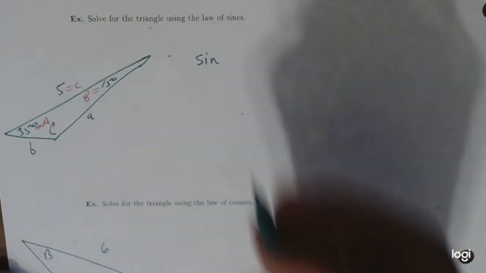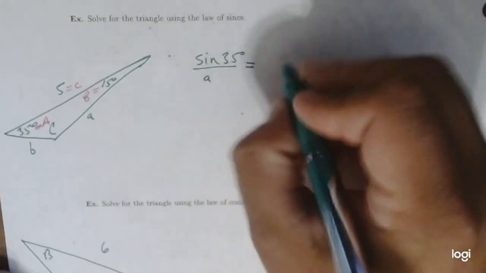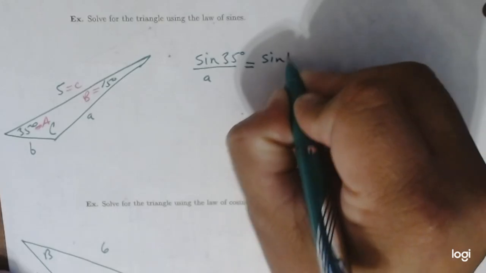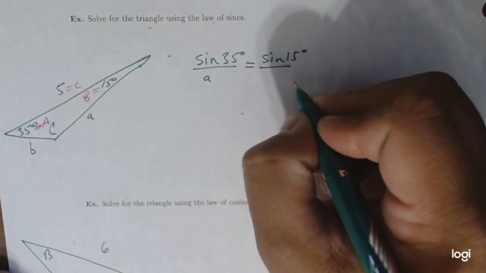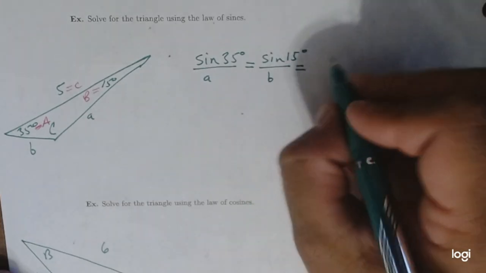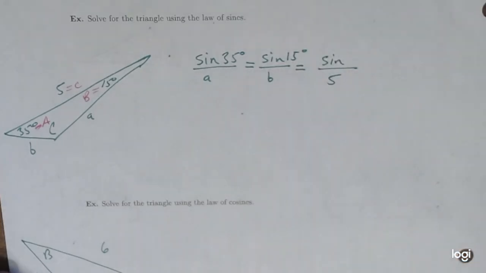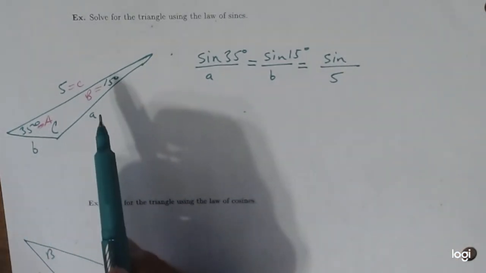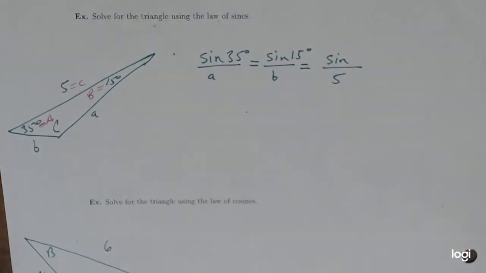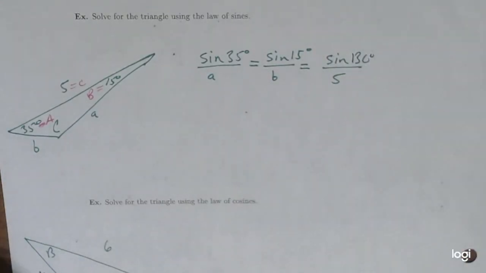So when it comes to our equation, sine A, so sine of 35 degrees over A must equal sine of capital P, so 15, over B. And then finally, sine of something over 5. Now, same process. If that's 35 and that's 15, now we can find C just going by 180. So 180 minus 35 minus 15 is 130. So angle C must equal 130.